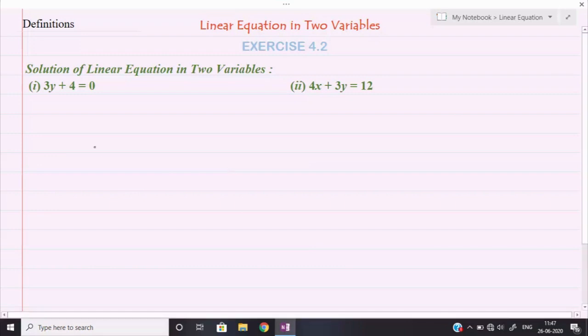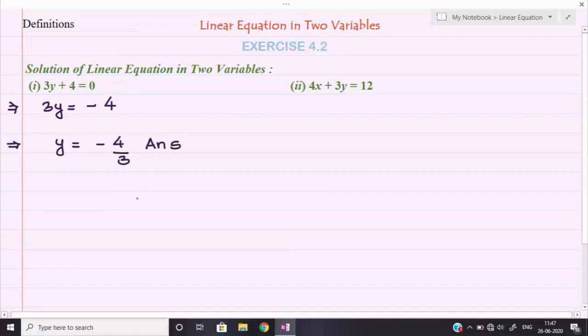Look at the first part. In part C, we are given one equation, 3y plus 4 is equal to 0. Suppose I solve this equation. 3y will be as it is and 4 I am sending to that side, which will become negative, minus 4. Now y I keep as it is and 3 is in multiplication, so 3 will go to the denominator: minus 4 upon 3. I can say this is the answer for y.